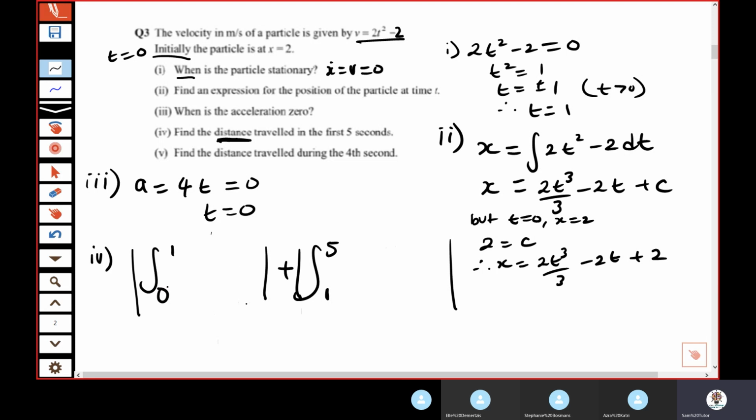To find the distance traveled, we're going to go from 0 to 1 of the velocity function, 2t squared minus 2 dt, plus from 1 to 5 of 2t squared minus 2 dt.